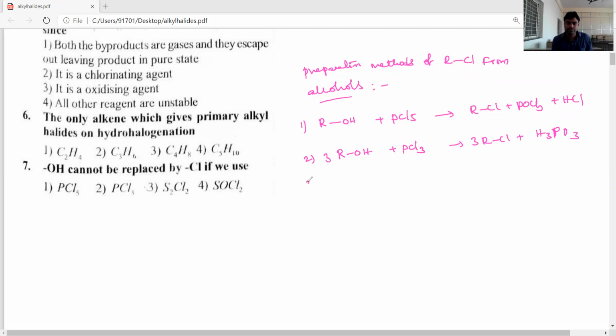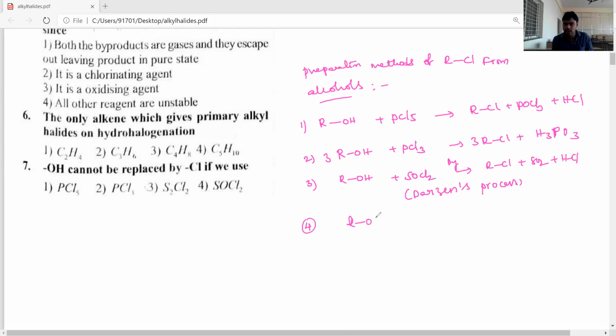Next, the third one, ROH reacts with SOCl2, thionyl chloride, to produce RCl plus SO2 plus HCl. Just now we discussed this. In the presence of pyridine, it is known as Darzens process.